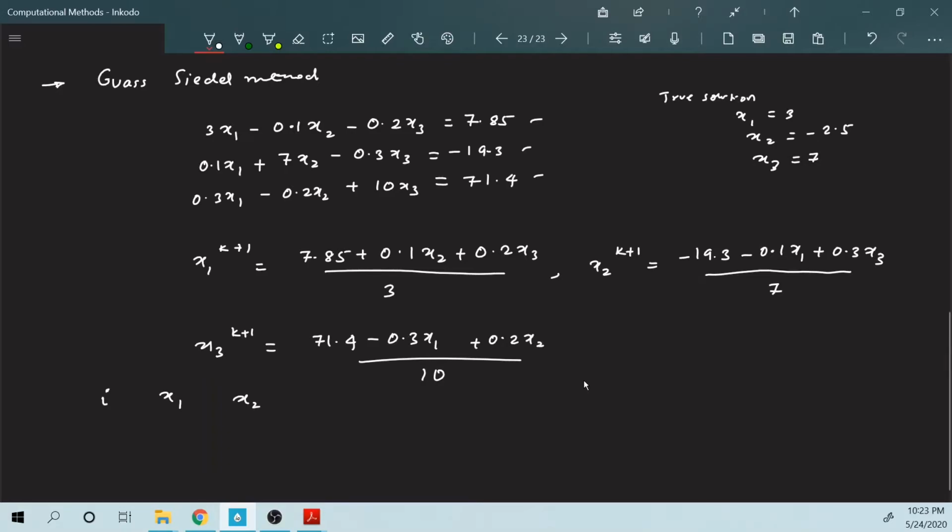x1, x2, x3, iterations 1, 2, 3. Okay, again we'll need some initial value. So the best bet here is to take it as 0, 0, 0. But understand that this is not always true. Sometimes it will be given in the problem. Most of the time it will be given in the problem. But if you're solving a real life problem, you have to take an initial guess such that it leads to convergence.